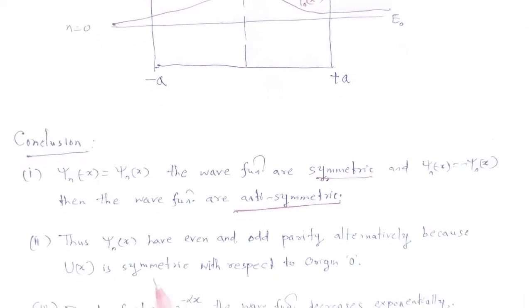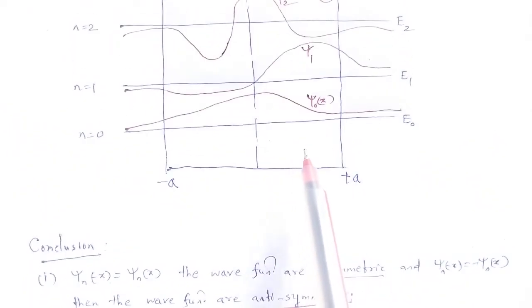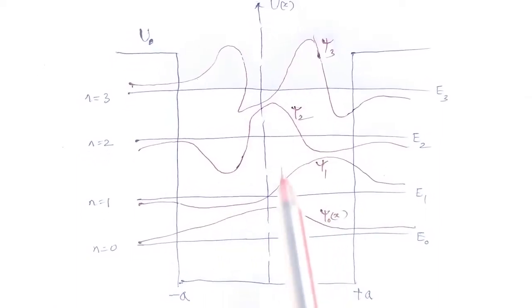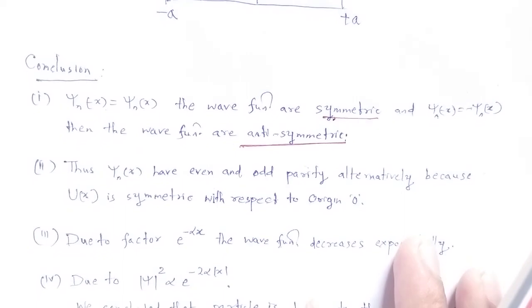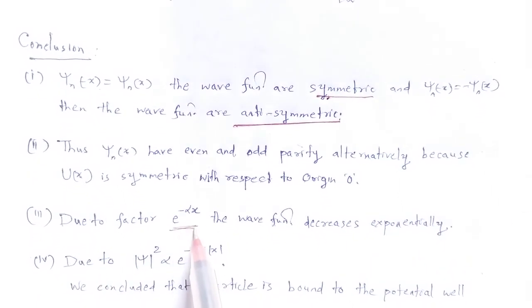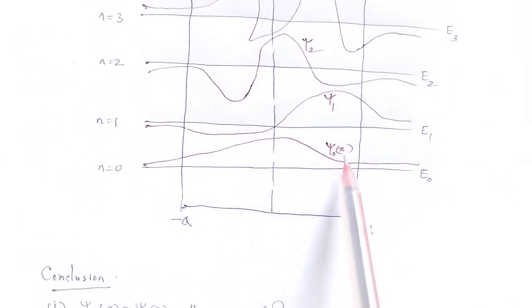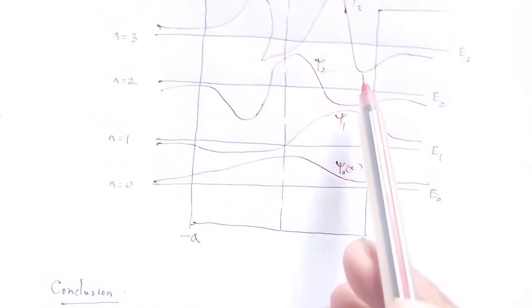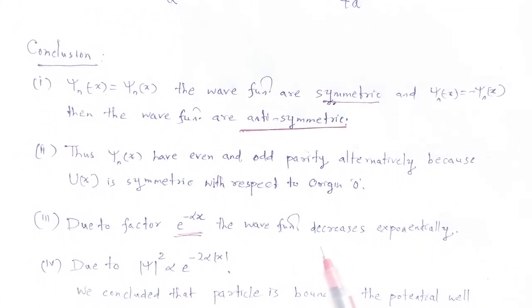Conclusion number 2, the psi of x has even and odd parity alternatively, because U of x, that is the potential, is symmetric with respect to the origin. Looking here, the potential is symmetric with respect to the origin. Third conclusion, due to the factor e to the power minus alpha x, the wave function decreases exponentially. The wave function decreases exponentially. Why? Due to that factor e to the power minus alpha x.